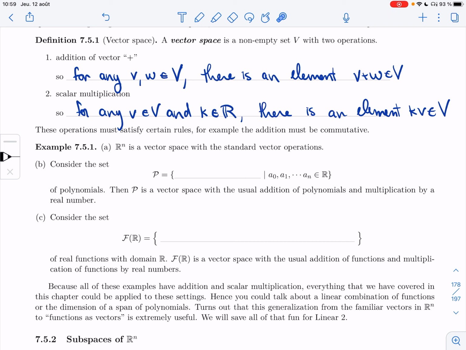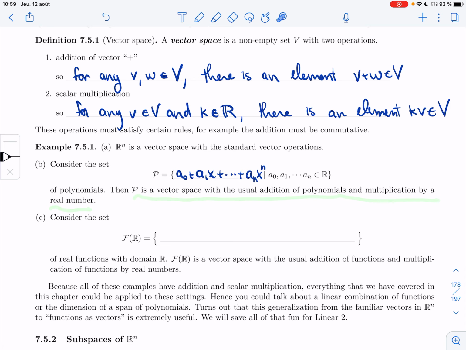So here are a few examples. I want to show you how this comes out. So Rn is a vector space with the standard vector operations. So in fact, that's the template, that's the model that we're trying to find elsewhere. Here's another example of a similar structure. Consider the set P of polynomials. So that means I have a0 plus a1x plus up to anxn. P is a vector space with the usual addition of polynomials and multiplication by a real number.